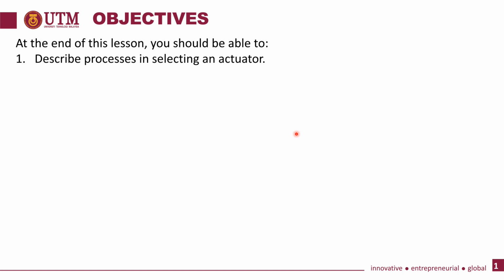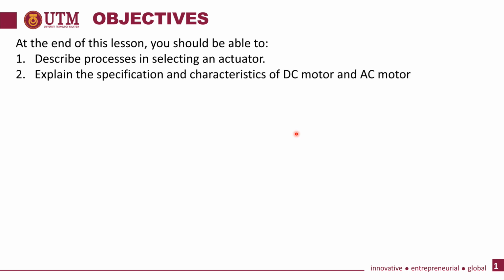For the first objective, you will learn how you can select your actuator based on the specification stated in the datasheet. The second objective is to explain the specifications and characteristics of DC motor and AC motor. In this chapter, you will learn some examples of the DC motor and AC motor which will be used in your project later on.